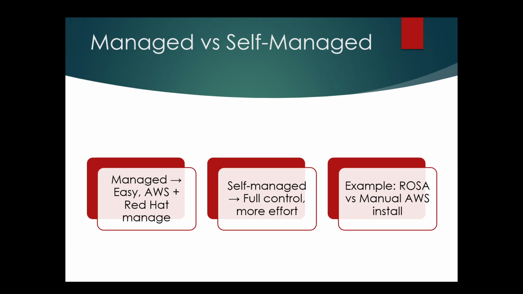Now, the difference between managed and self-managed, I already explained. So managed is basically easy. AWS and Red Hat manage it, so you don't have the overhead of configuring the infrastructure. But self-managed, on the other hand, is full control. More effort is needed for setting up and creating the master and worker nodes, setting up the DNS and stuff like that. Example, ROSA, which is Red Hat OpenShift on AWS, versus manual installation on AWS. I would prefer, and have done most of the time in my trainings, the self-managed one, because there you have the full control, and you have more effort to put in.